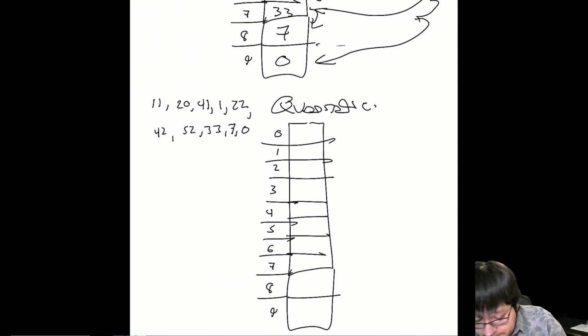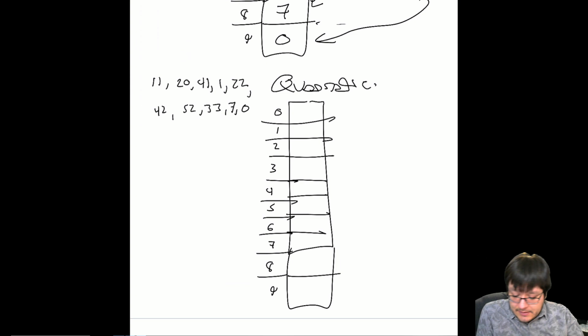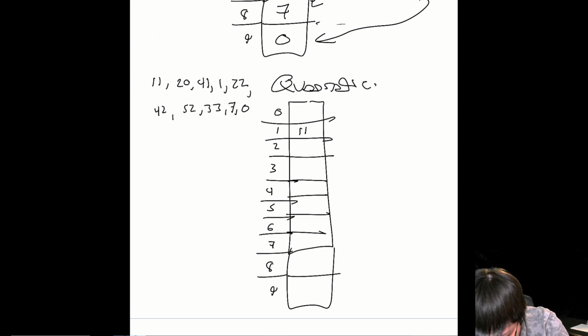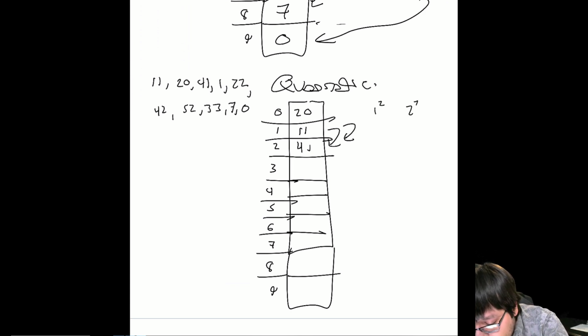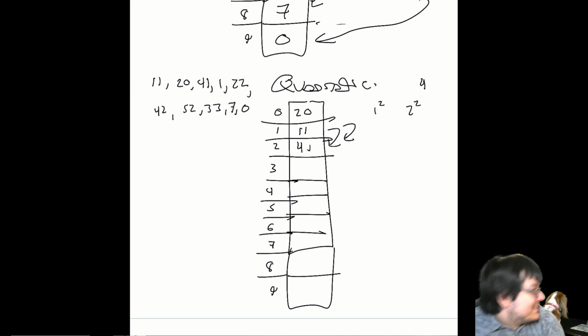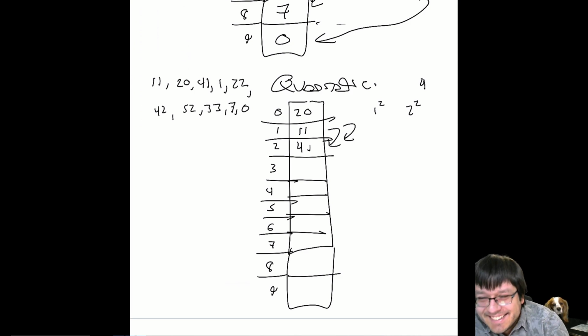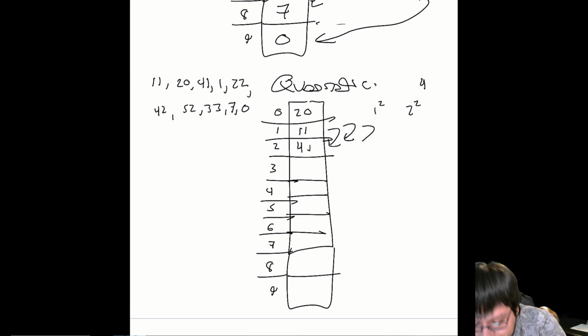Quadratic time. All right, so easy ones first. 11 goes there, 20 goes there, 41 goes here because there's just a hop like that. 1 is where it starts to get interesting. So the first collision is of course just one because it's one squared. The second one is 2 squared, so it needs to go 4 spots. So it goes 1, 2, 3, and then the arrows.